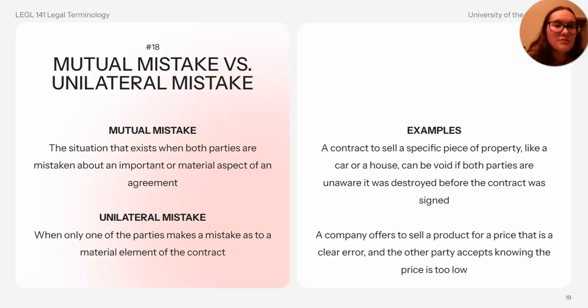And then lastly, we have mutual mistake versus unilateral mistake. Mutual mistake is a situation that exists when both parties are mistaken about an important or material aspect of an agreement. An example would be a contract to sell a specific piece of property, like a car or a house, can be void if both parties are unaware it was destroyed before the contract was signed. Unilateral mistake is when only one of the parties makes a mistake as to a material element of the contract. For example, a company offers to sell a product for a price that is a clear error, and the other party accepts knowing the price is too low.